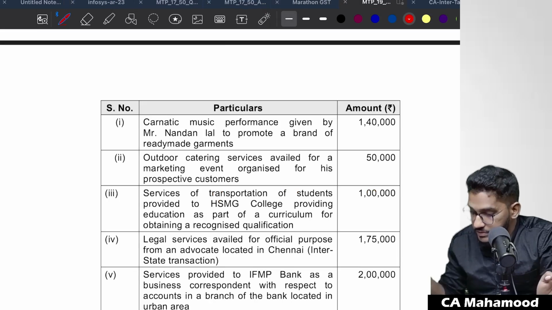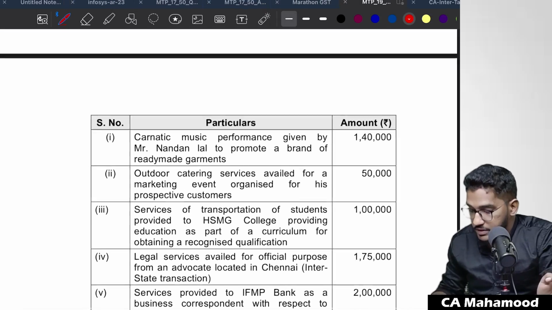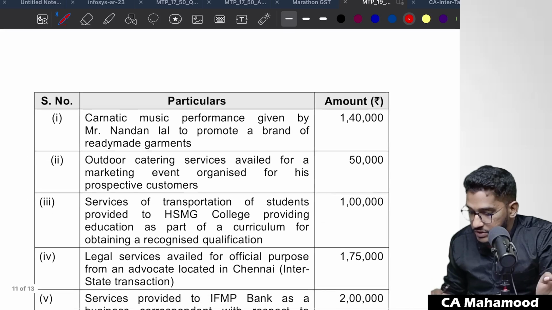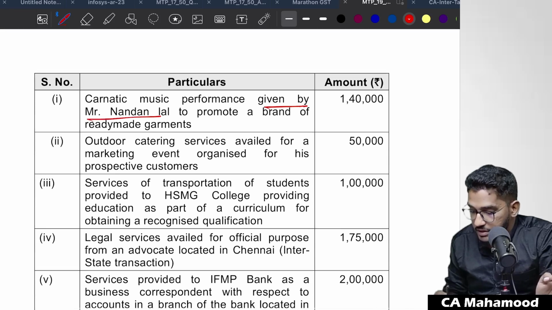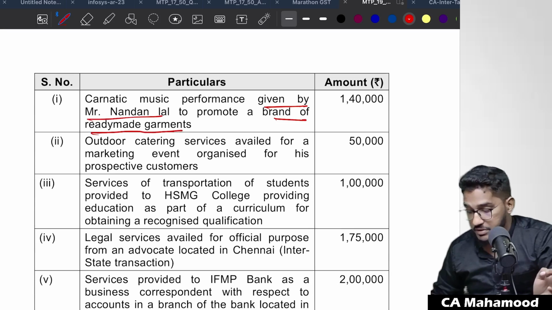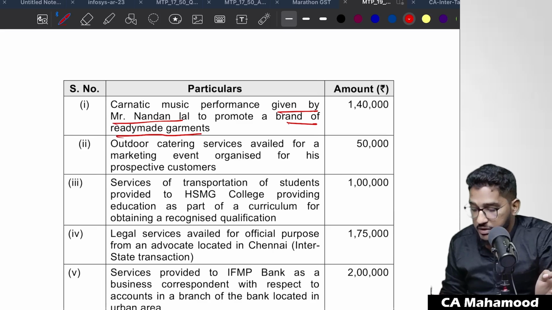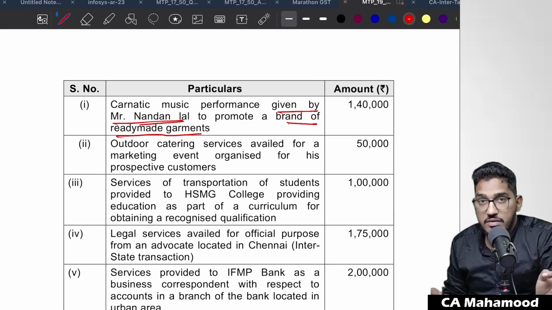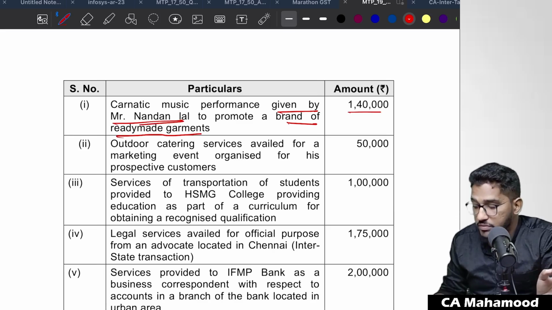I think I will move it here. Okay. So what are the services? Number 1, Carnatic music performance given by Mr. Nandan Lal to promote a brand of ready-made garments. So what they are telling, Carnatic performance which is given by Mr. Nandan Lal. He is giving one Carnatic performance for a value of 1,40,000.